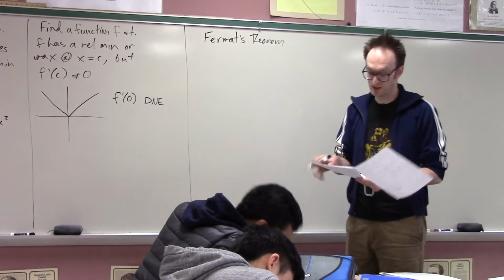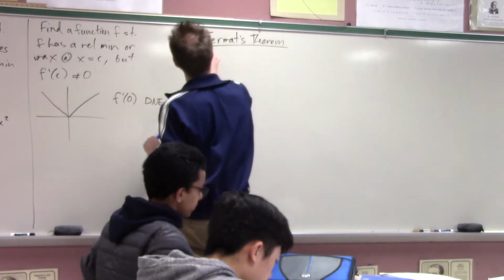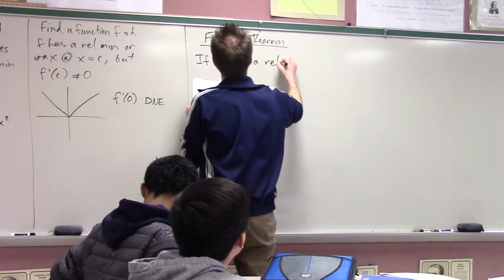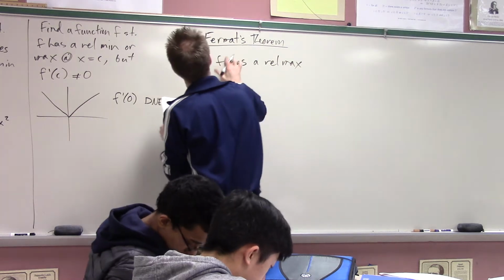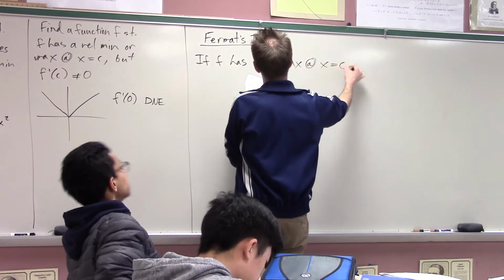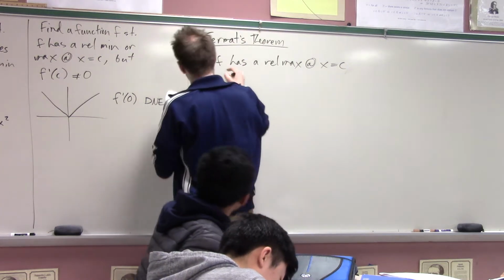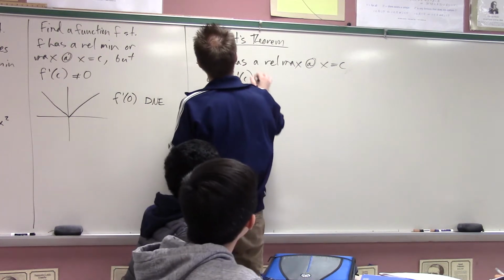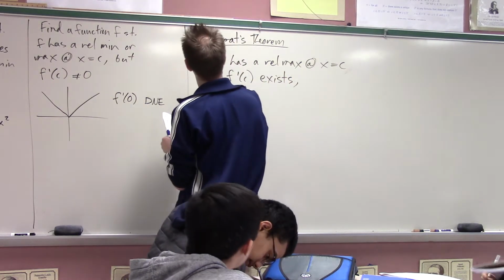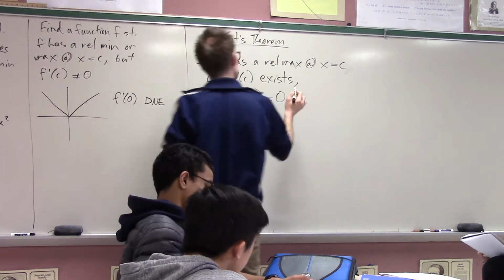Okay, so let's write that down. If f has a, I'm just going to say relative max, but it holds for the min also. If f has a relative max at x equals c, and f prime of c exists, then f prime of c is 0.